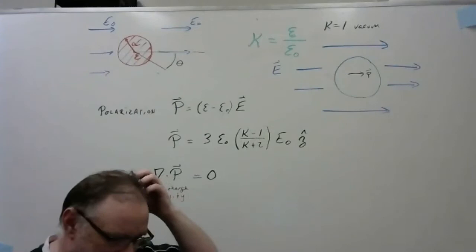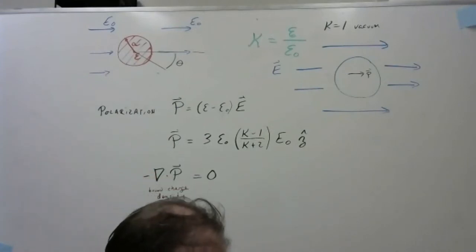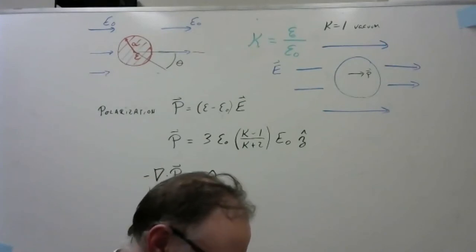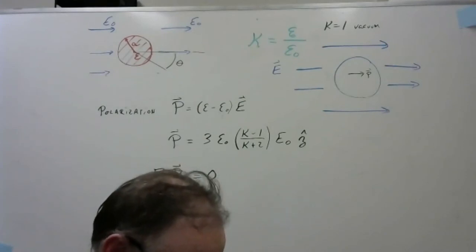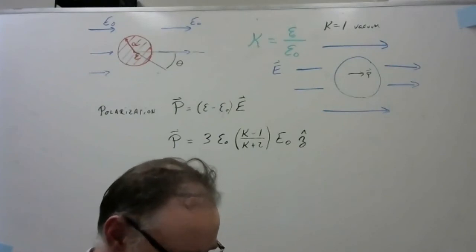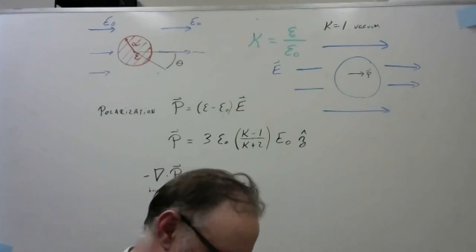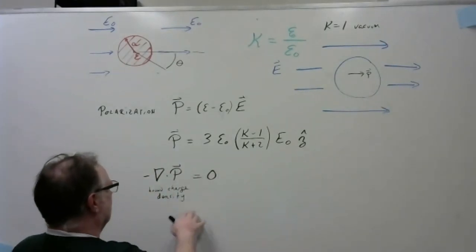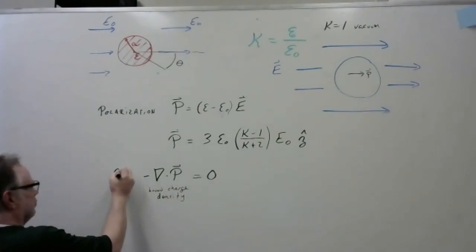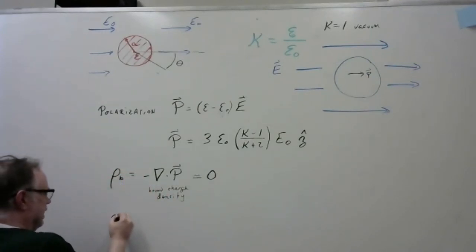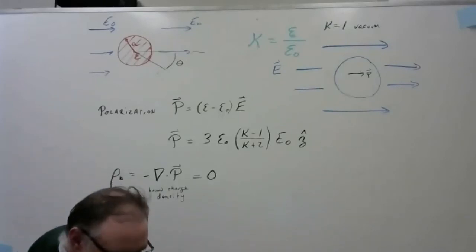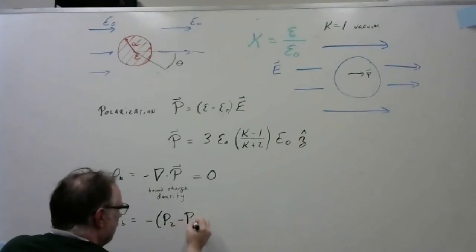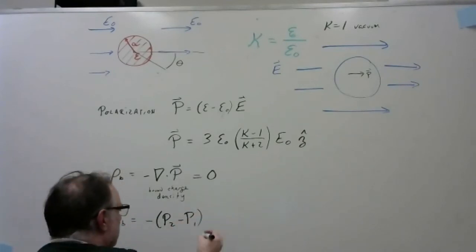However, when we look at the surface, there is a surface charge density because there's a discontinuity in the polarization. There is polarization inside, but there is no polarization outside. So this is the rho bound. Sigma bound is equal to minus P2 minus P1 dot normal.